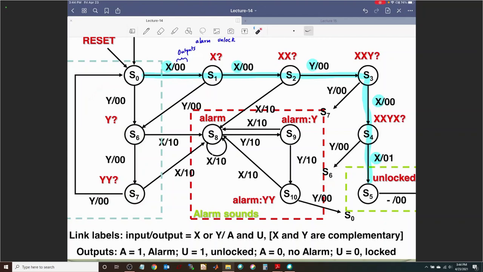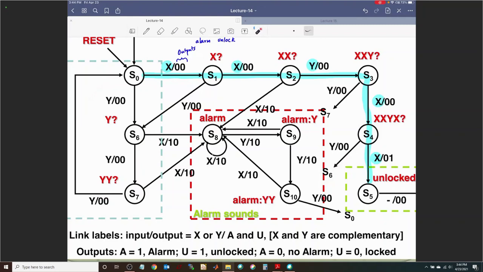Now, so I hope you see what is the use of S6 and S7. You're using S6 to capture your first Y. You're using S7 to capture your second Y press. And you're using S0 to capture your third Y press where you reset.